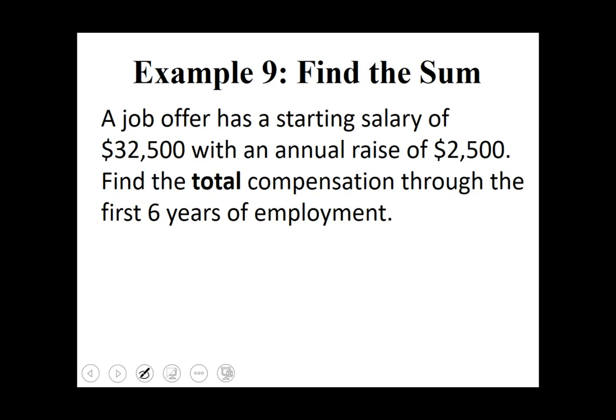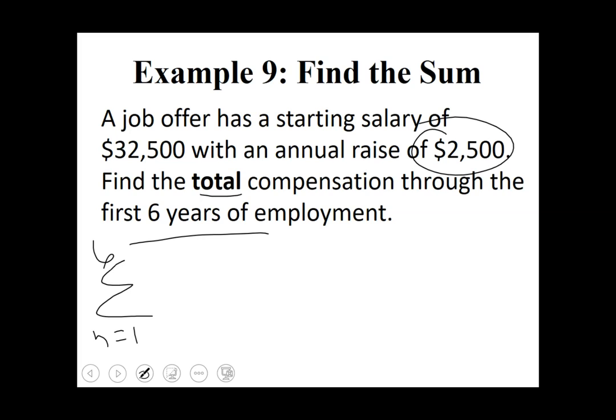So find the sum. So a job offer has a starting salary of $32,500 with an annual raise of $2,500. Find the total compensation through the first 6 years of employment. So first of all, you have to realize this is linear because you are getting an annual raise of the same amount. To think about what this would actually look like, you are being asked to find the sum for the first 6 years. So that would be from 1 to 6.